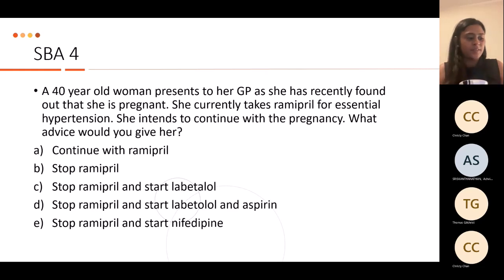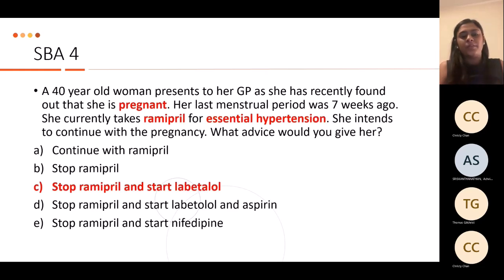5 more seconds. Okay. So the correct answer is C, stop the ramipril and start labetalol.